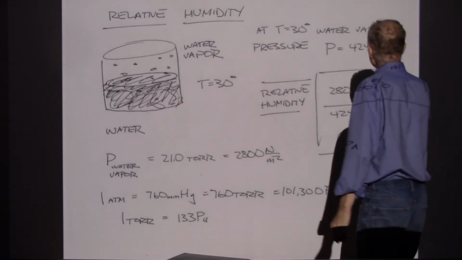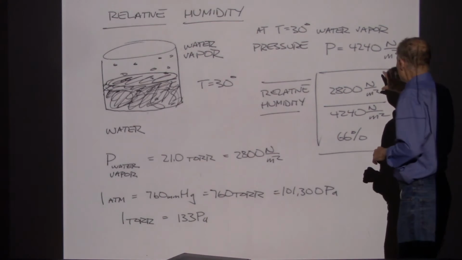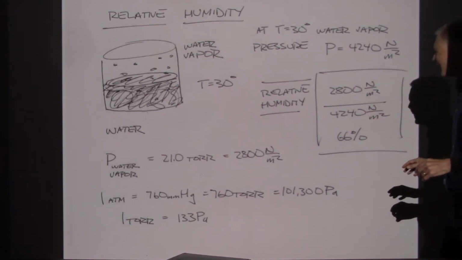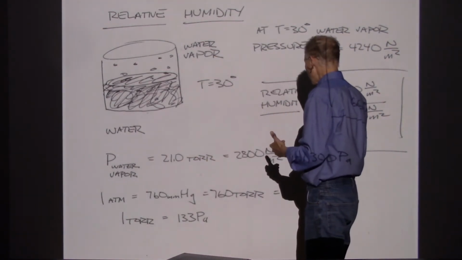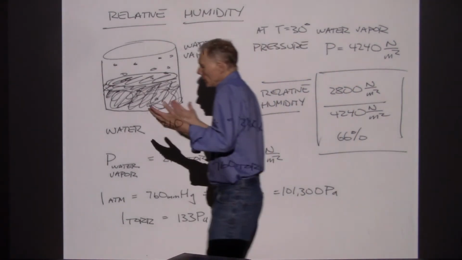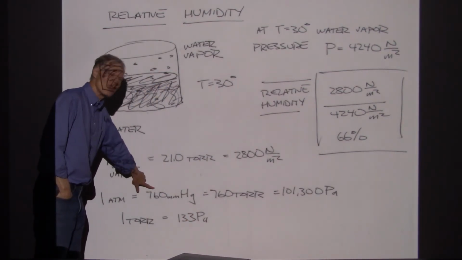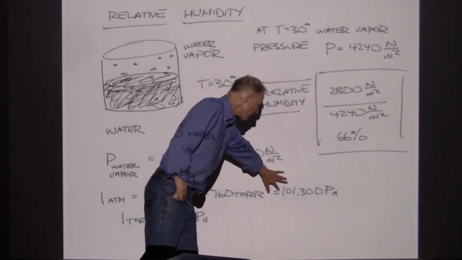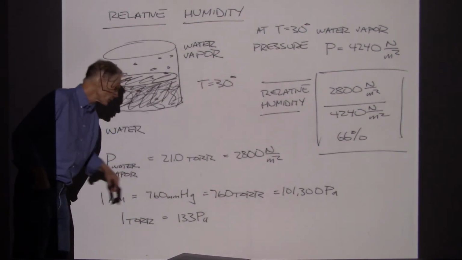Let's see, so this would be saturated. This is the number that they gave us, which was, I guess I have to say it, 21 torr. I quickly converted it into newtons per square meter. And I did that by saying, look, 1 atmosphere is 760 millimeters of mercury, there I said it, and 760 torr, that's the same thing, that's 101,300 pascals. So that says every millimeter of mercury is 133 pascals.